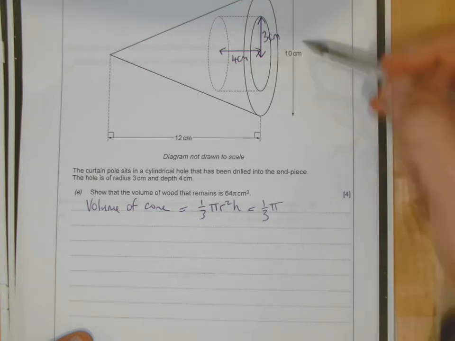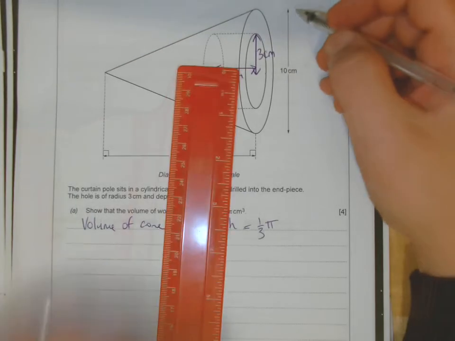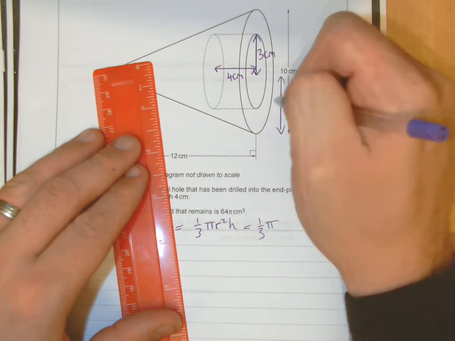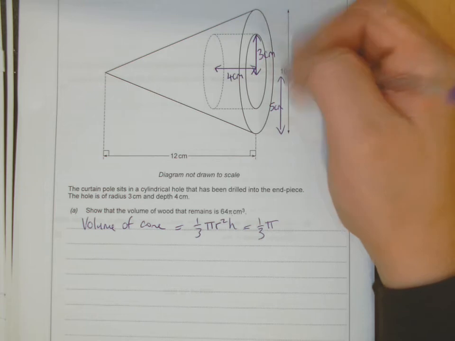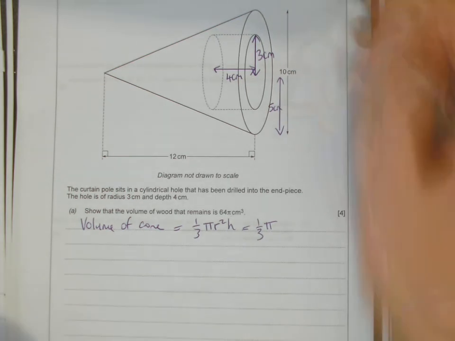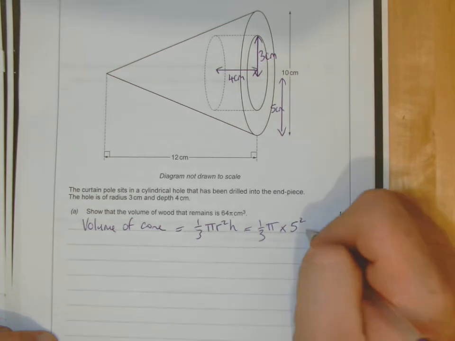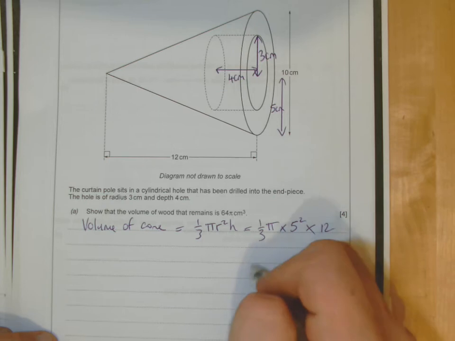R squared now, the radius. Got to look carefully here, the radius of the cone is 5 centimeters, isn't it? If you look, because they've got the whole diameter there of that base of the cone, the diameter of that circle is 10, so that means the radius is 5. So that'll be times 5 squared, of course, the radius, and then times the height. And the height of the cone is 12. So we'll work that out.